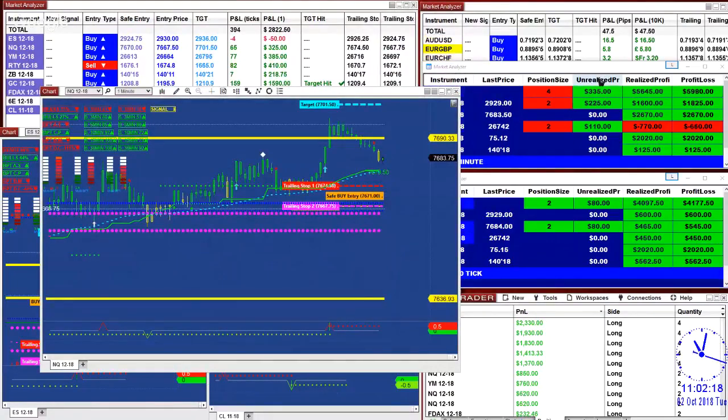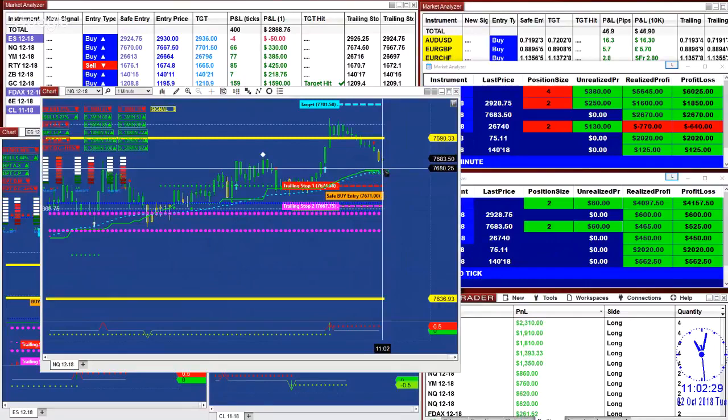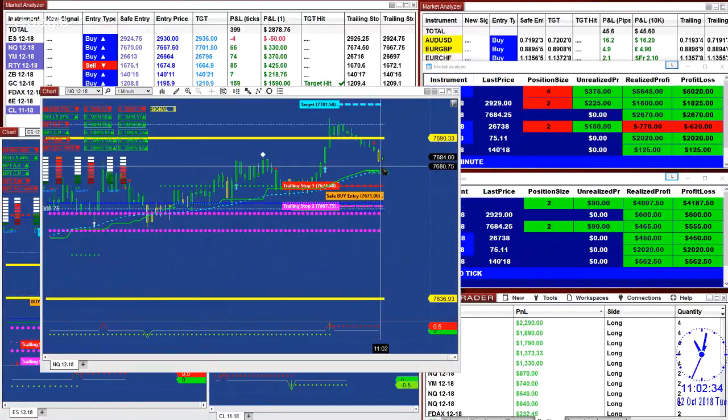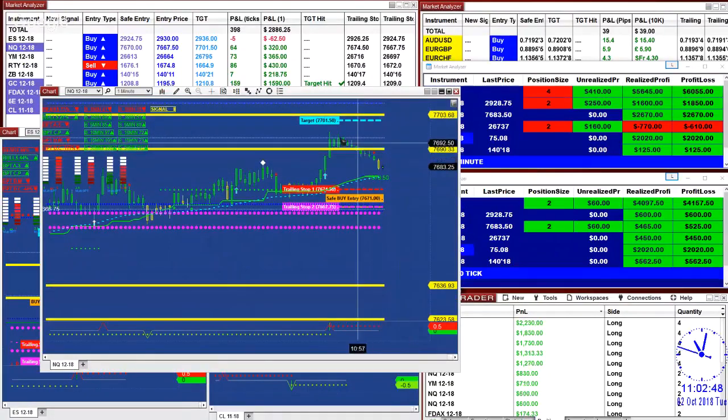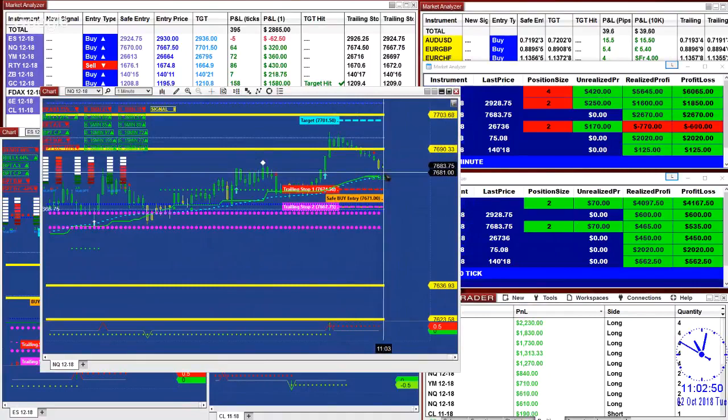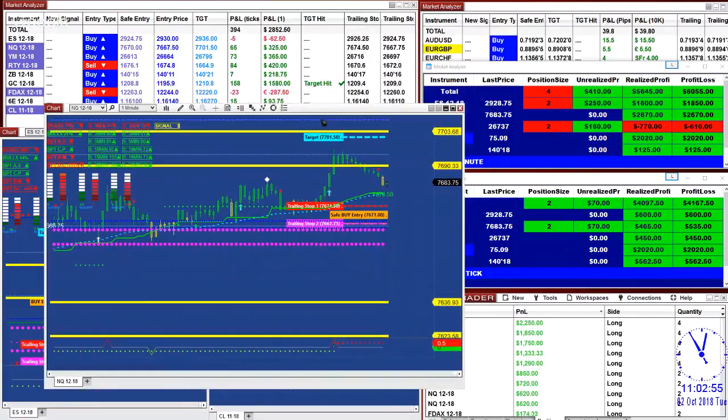For a Nasdaq trader, you have a re-entry point at 7680.25, or if you want to be aggressive, you can go 7680.50. But this is an entry, folks, right there on the pullback. This is another trade, the second trade we called today on the Nasdaq.